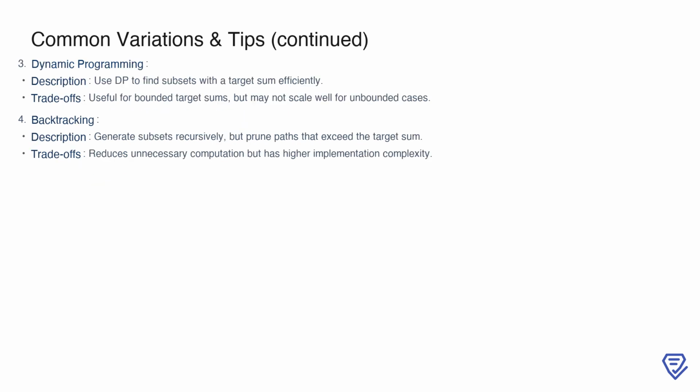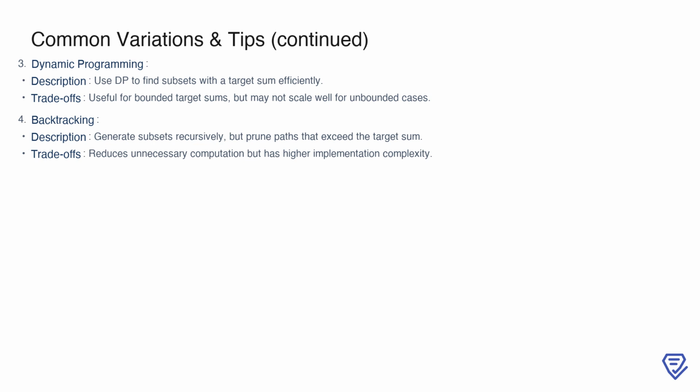Dynamic programming is another powerful approach for finding subsets with a target sum. It works well when the target sum is bounded, allowing you to build solutions incrementally. However, for unbounded cases, dynamic programming may not scale efficiently due to its space and time requirements.